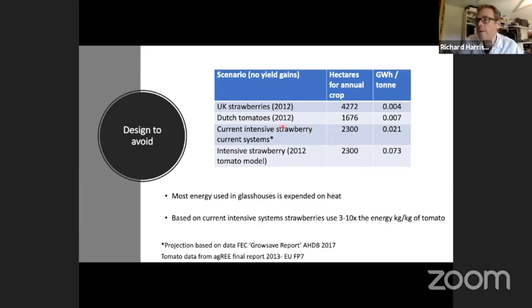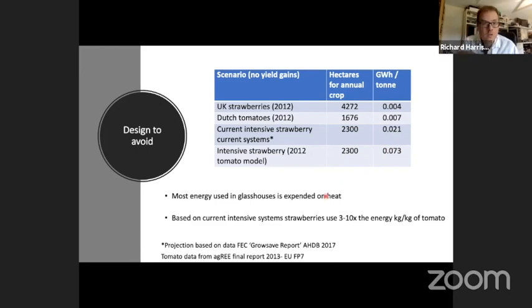I said that slightly wrong. This is our current strawberry systems. They use about three times more energy in glasshouse production than the current tomato system. If we were to take the tomato model and grow strawberries with the same amount of energy, it would be 10 times less efficient. Sorry about that.